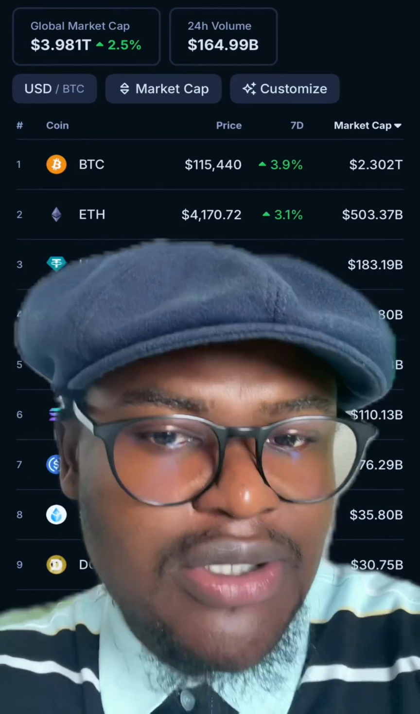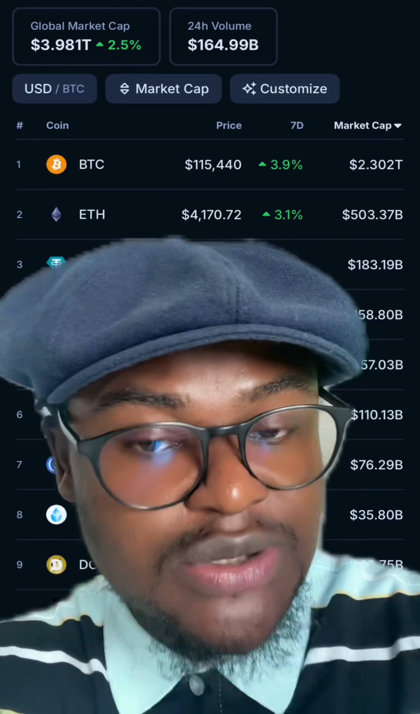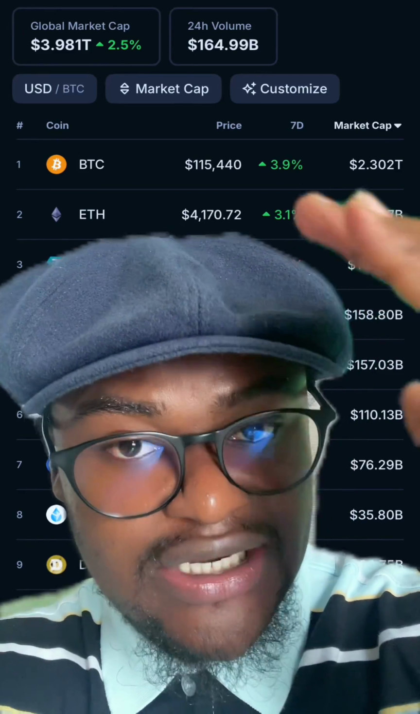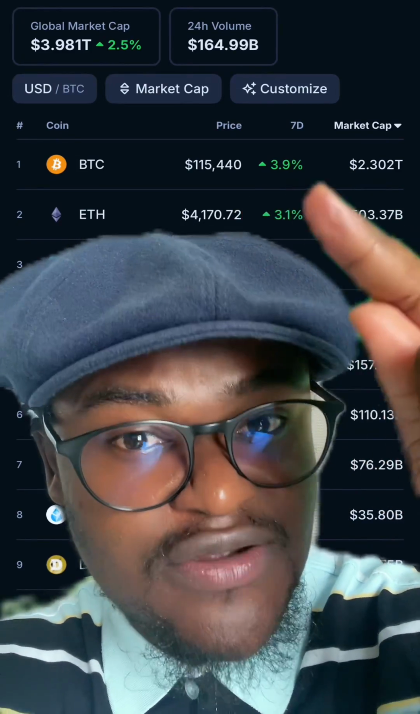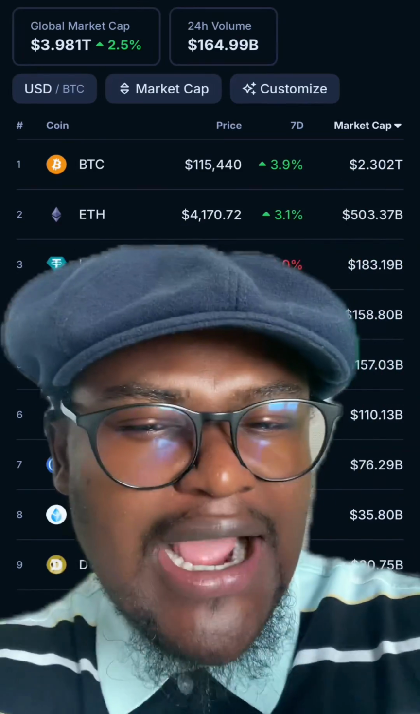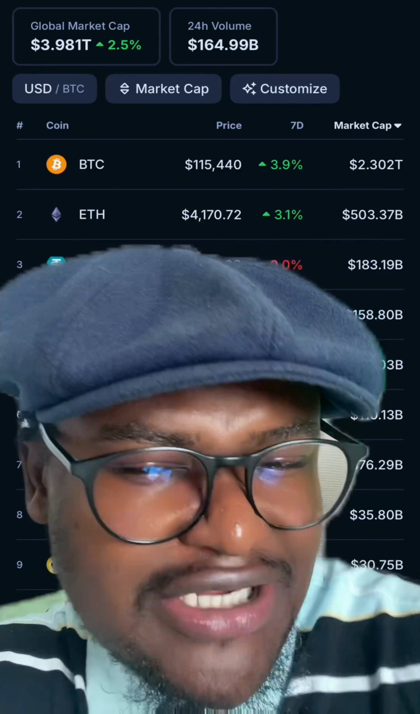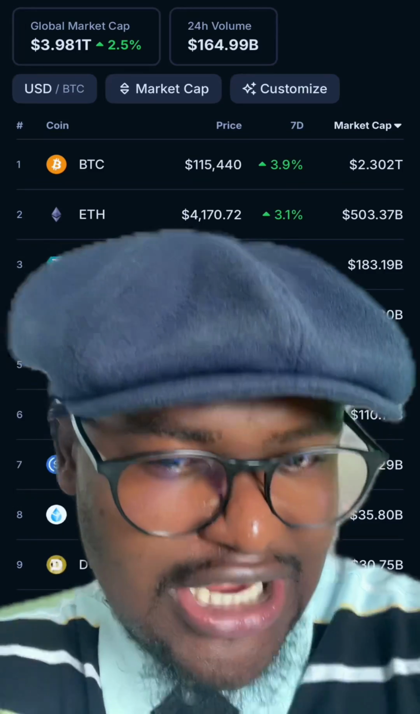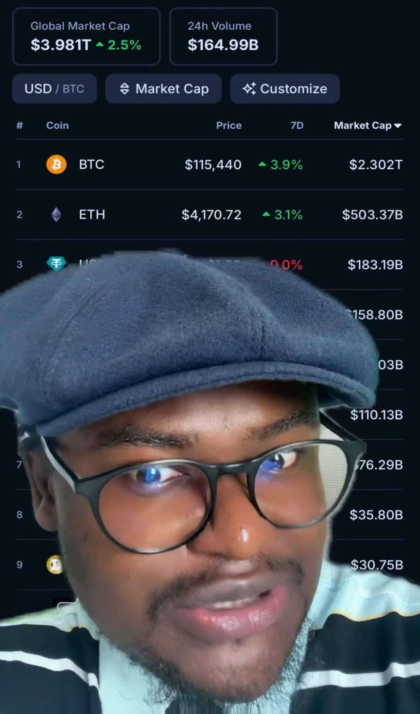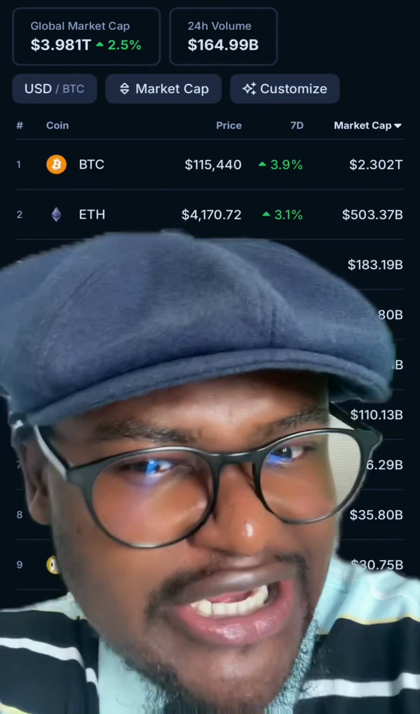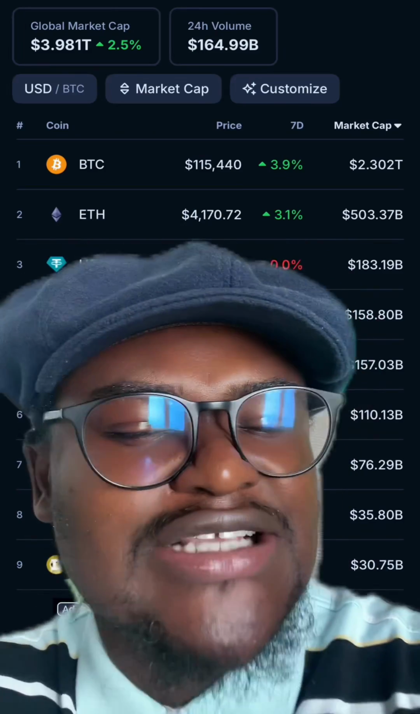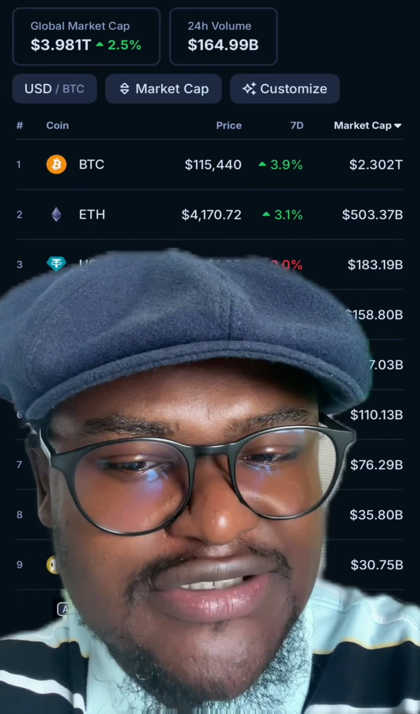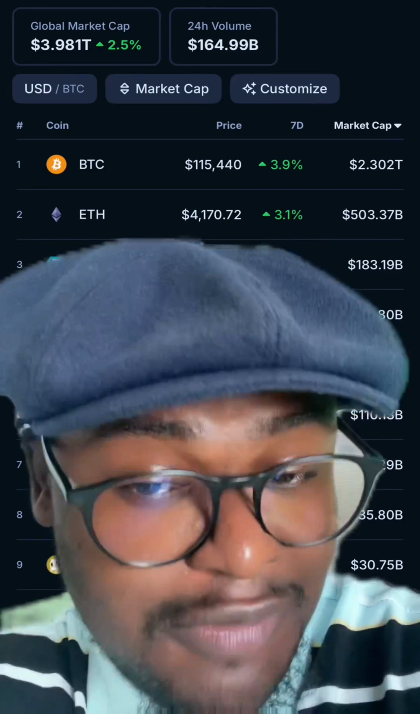Anyway, so Bitcoin does not go up on itself. It goes up against the US dollar. And as we can see here, it's $115,440. Now, Bitcoin does not actually trade against the dollar. It's valued in dollars, but it's not really trading against it. Like, when was the last time you ever bought Bitcoin with dollars? Yeah, it never happened. You never bought Bitcoin with dollars.